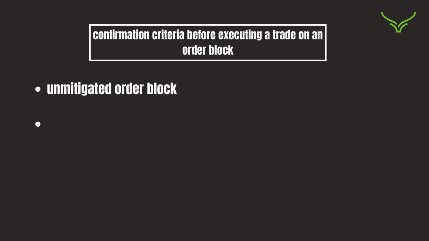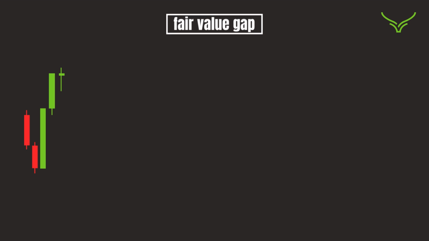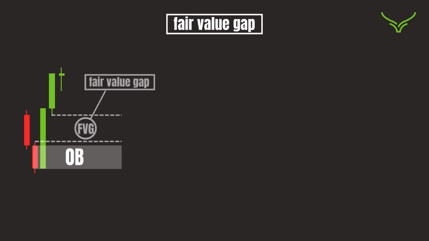The second confirmation criteria is a fair value gap. Fair value gaps occur when the price moves away from its perceived fair value, creating a noticeable gap on the price chart. Let's look at this price chart example. With this candle serving as our order block, the gap between the wicks of our order block and the subsequent candle is referred to as the fair value gap, thus making it a valid order block.